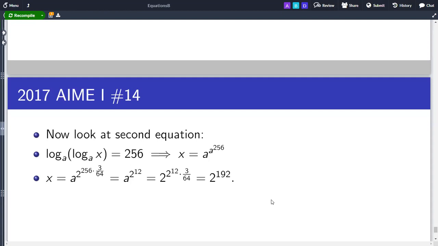And because this is an AIME problem, we're going to need an answer from 000 to 999. So this isn't exactly related to equations, but this is a useful topic that we might cover later when we do number theory. But we essentially want the remainder when 2 to the 192 is divided by 1000. So it's enough to find the remainder when it's divided by 8 and when it's divided by 125, the two prime powers that go into it. Now 2 to the 192 is obviously divisible by 8. So we just need what it is modulo 125.